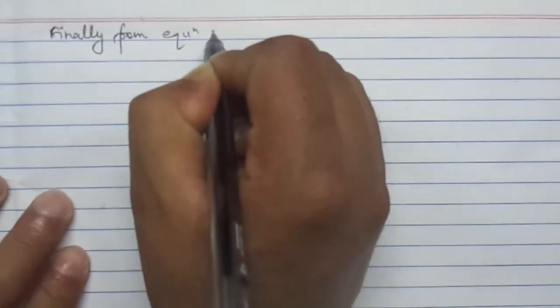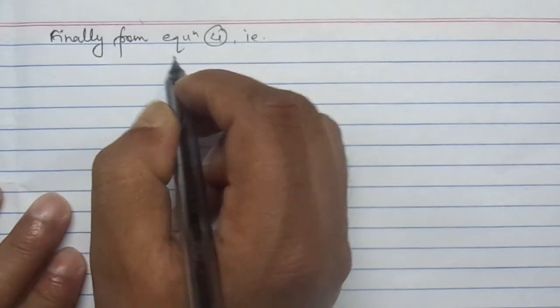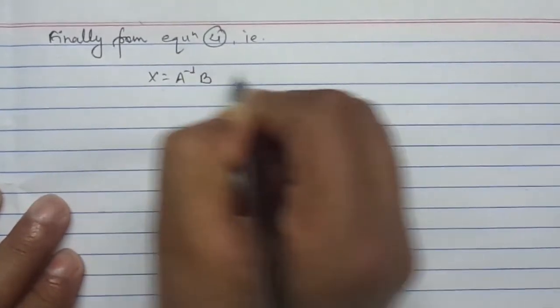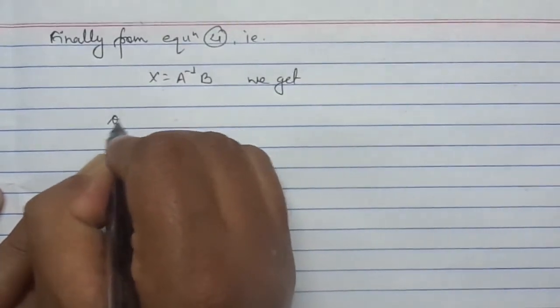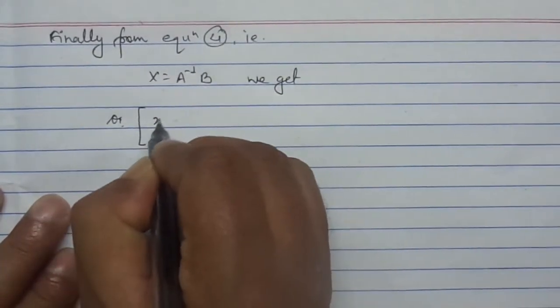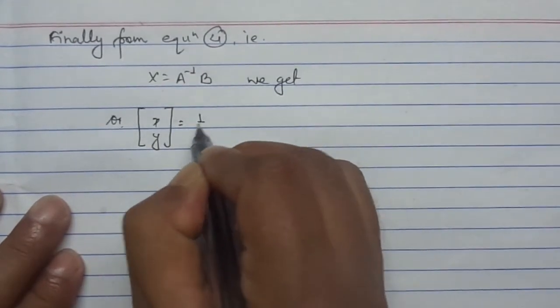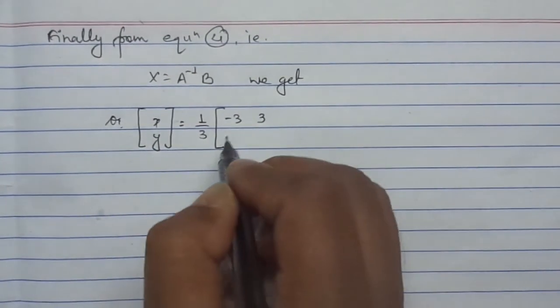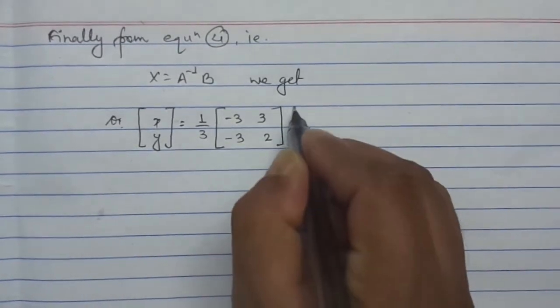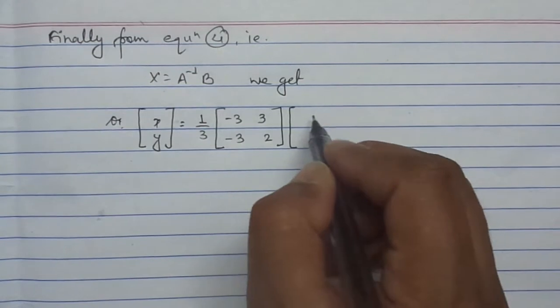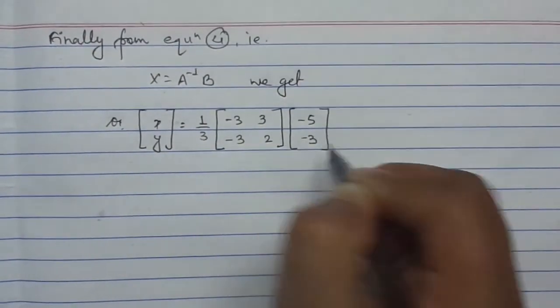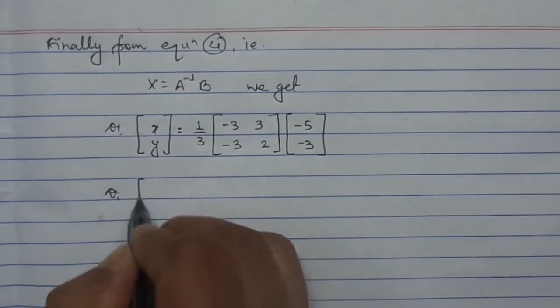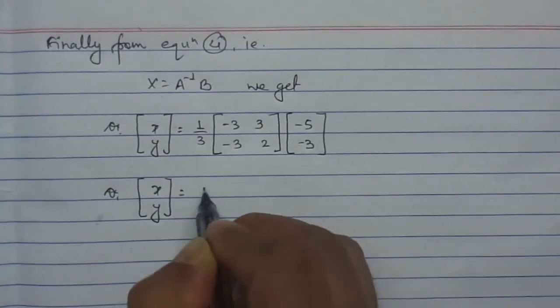Finally, from equation 4, that is X equals A inverse B, we get, now we'll substitute the values of X, A inverse and B. X is the matrix [x, y], A inverse is 1 upon 3 into [minus 3, 3; minus 3, 2], and B is [minus 5, minus 3]. So [x, y] is equal to 1 upon 3.